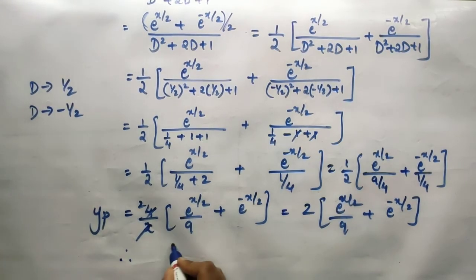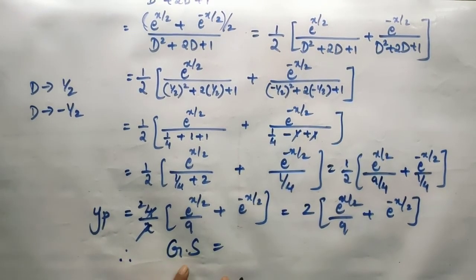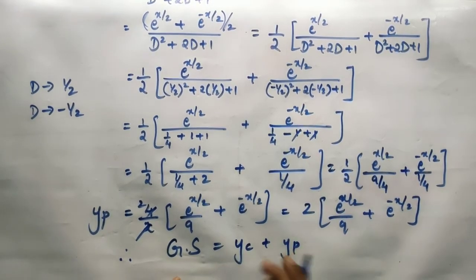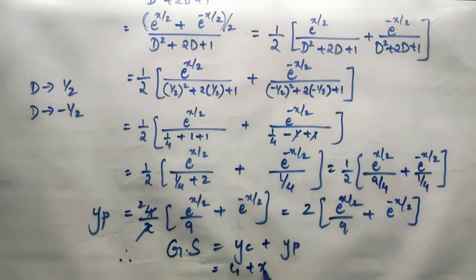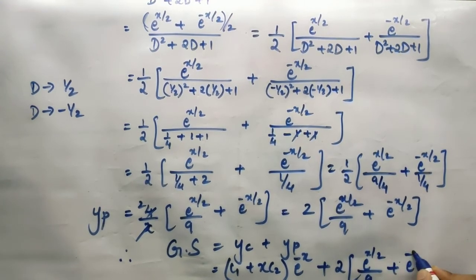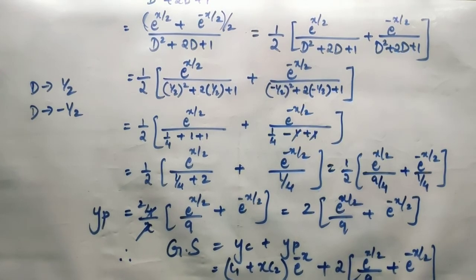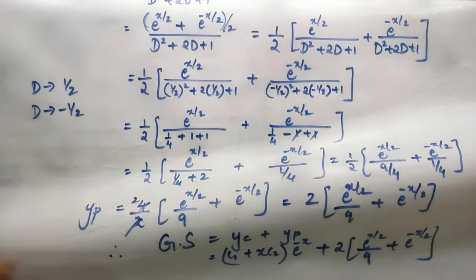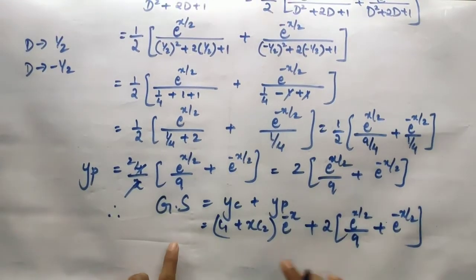Now therefore the general solution, you are going to write the general solution, that is YC plus YP. What was our YC? YC was (C1 plus x C2) into e to the power minus x. Plus YP we have got, it is 2 times e to the power x by 2 divided by 9, plus e to the power minus x by 2. This is the complete solution of this problem. If you have any doubt, do ask me in our WhatsApp group. Okay. I hope this is clear to everyone.